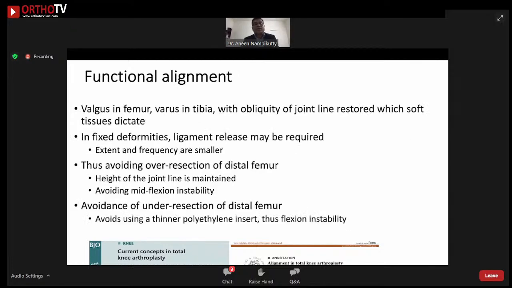Valgus in the femur and varus in the tibia, with an obliquity of the joint line which is restored, which the soft tissues dictate. And in fixed deformities, ligament release may be required, but the extent and the frequency is small, thus avoiding an over-resection, and the height of the joint line is maintained because over-resection of the distal femur is not there. So we avoid mid-flexion instability. It also avoids under-resection, so that we don't need to use a thinner poly, which may produce a flexion instability.